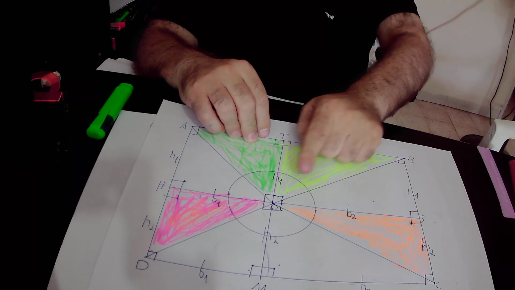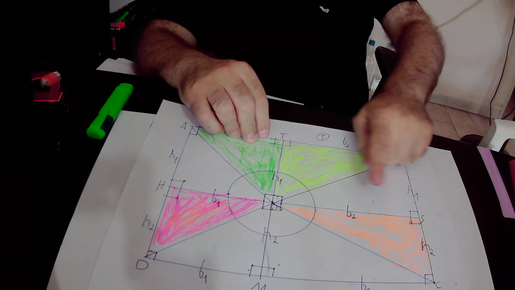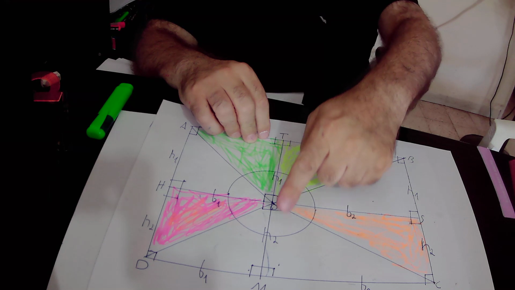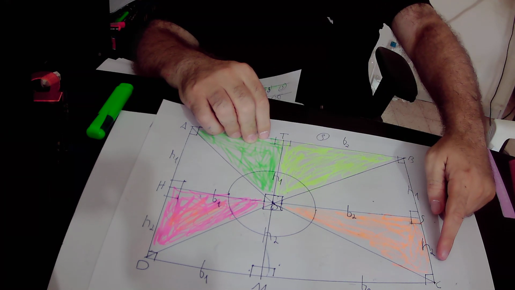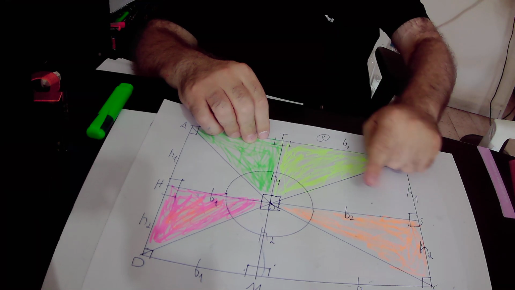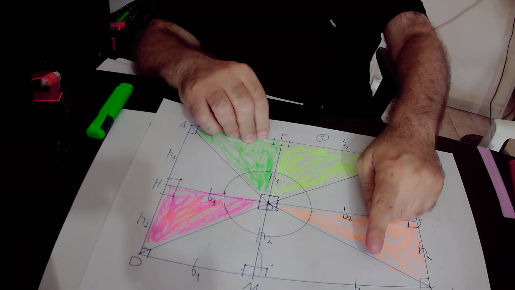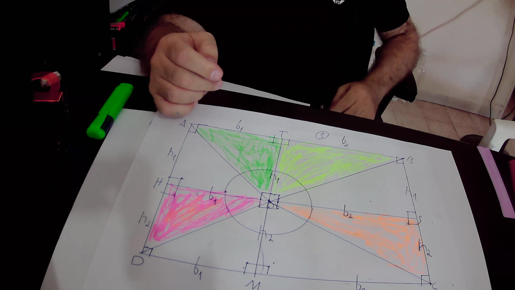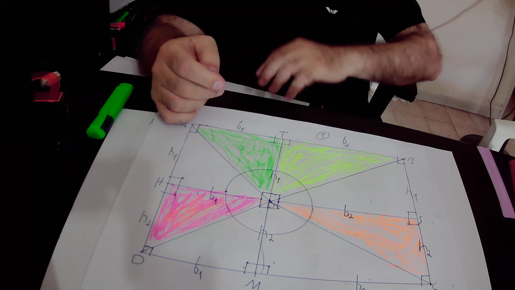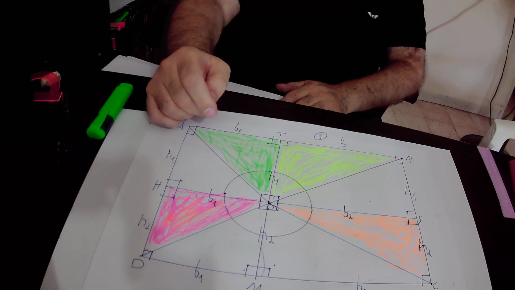And in rectangle OSMC, OM equals H2, therefore SC must also equal H2, and finally OS equals B2, therefore MC must also equal B2. Then we join points A and O together by a straight line.